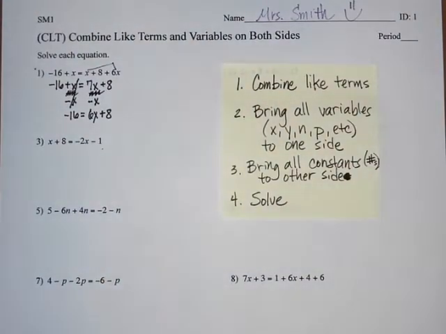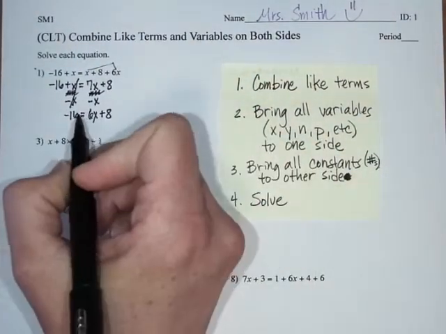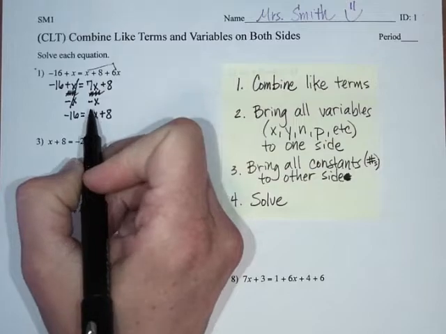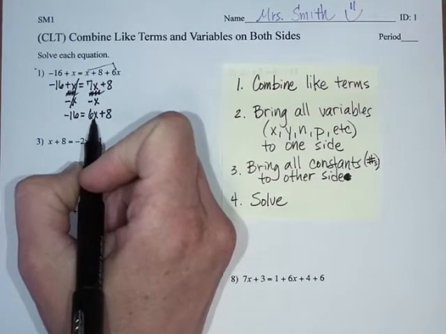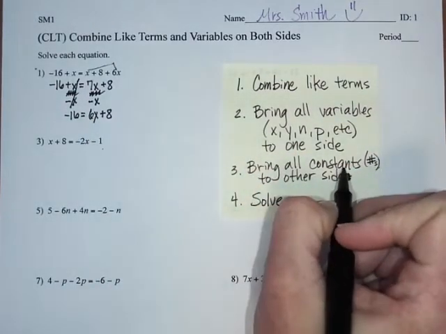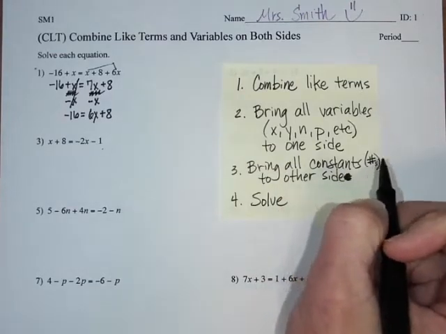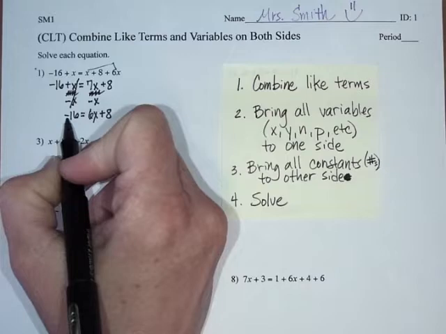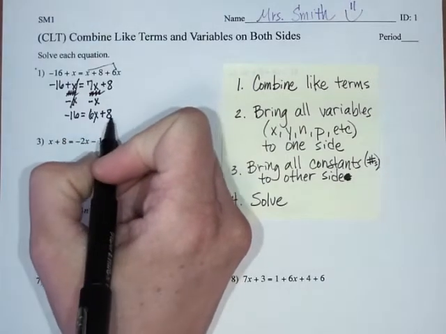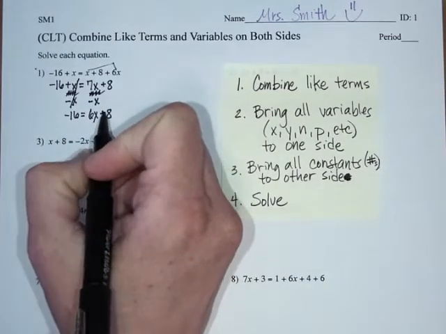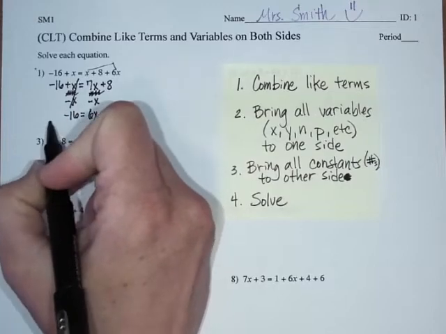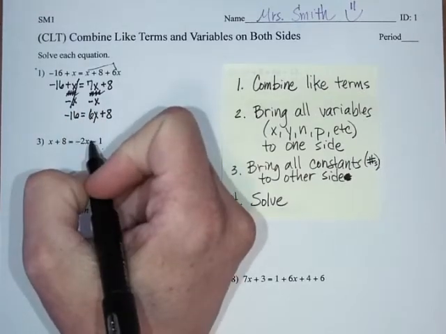Okay, so now that was step 2. We have all of our variables on one side of the equation. So let's go to step 3. Bring all constants to the other side. Now your constants are just the regular numbers. So in this example, we have negative 16 and 8 as our constants. And we want to bring them to the other side. So we have constants on one side, variables on the other side.